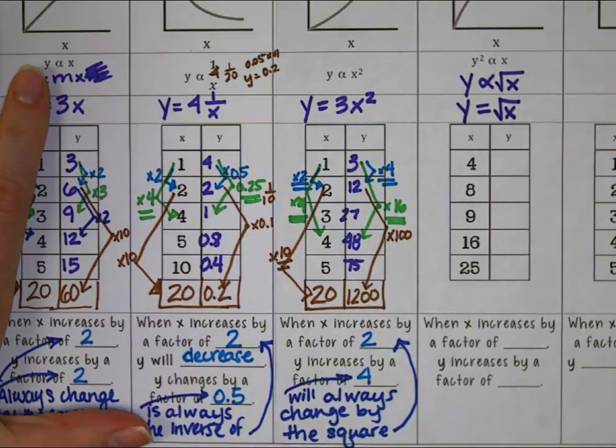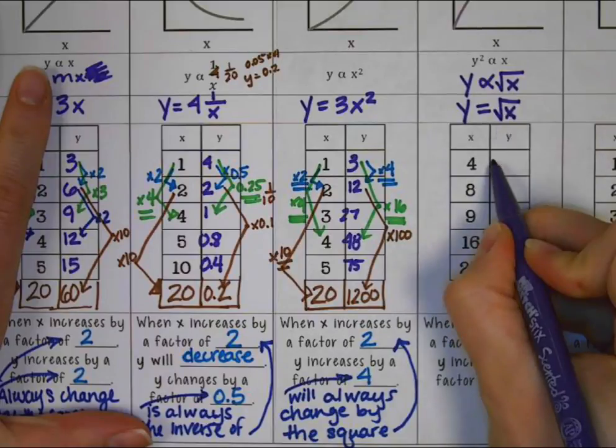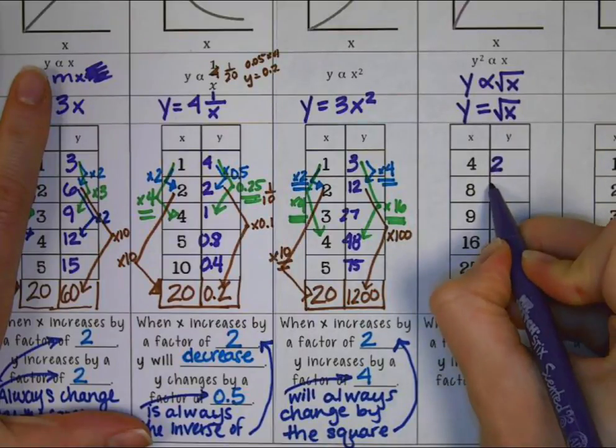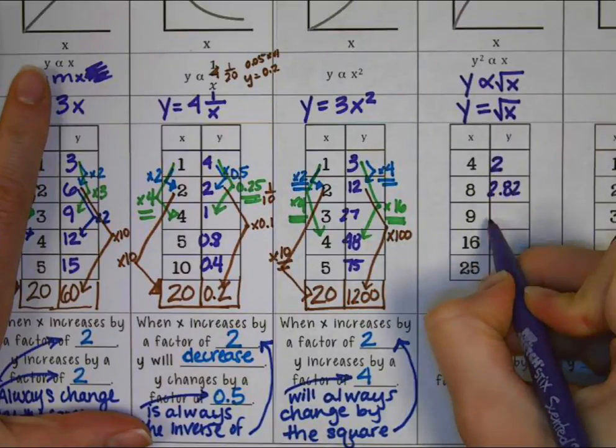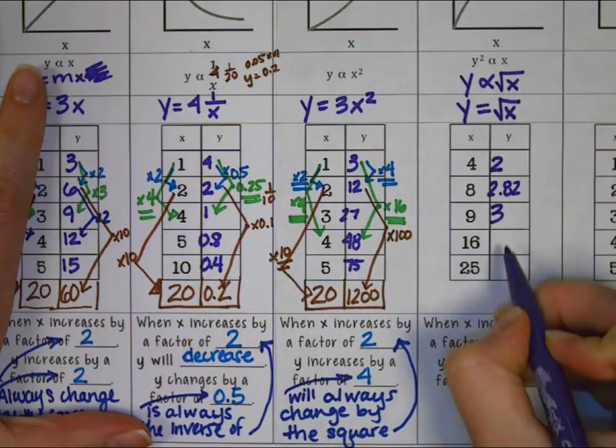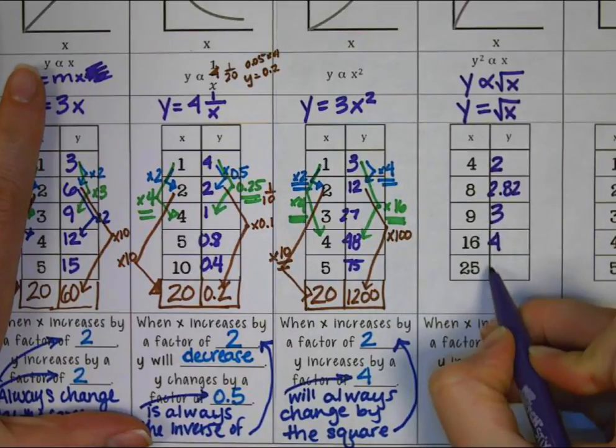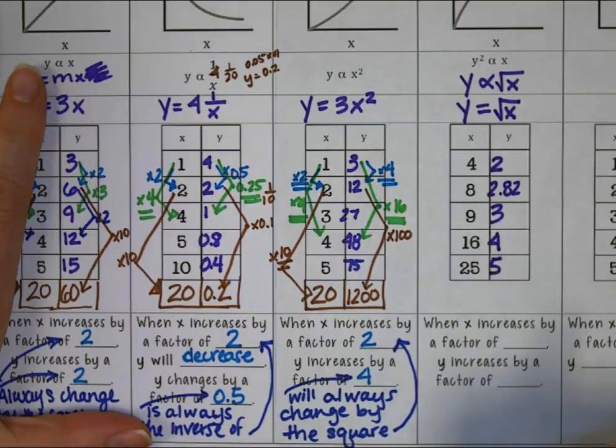Go ahead and pause if you want to try it on your own, or we can take a look at our numbers. Square root of 4 is 2. Square root of 8 is 2.82. Square root of 9 is 3. Square root of 16 is 4. And square root of 25 is 5.